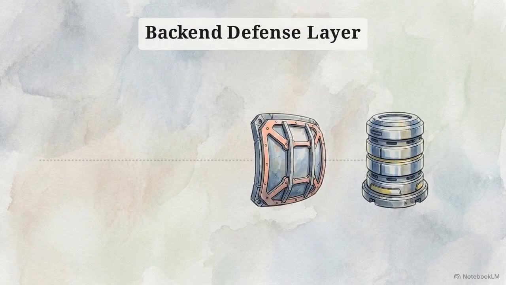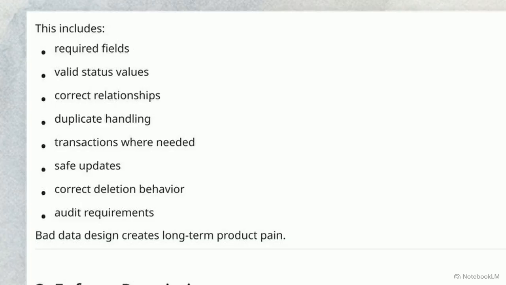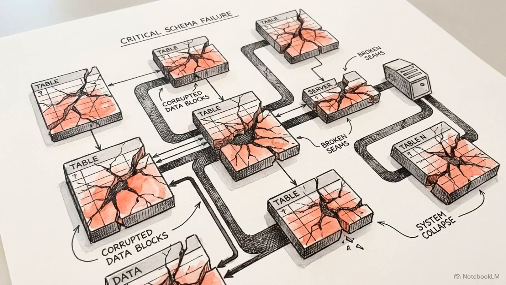Beyond workflow rules, the backend serves as the final defense for the data itself, ensuring every record is valid, consistent, and safe before it touches the database. As this list shows, protecting data integrity means actively managing required fields, enforcing correct relational mapping, handling duplicates appropriately, and executing safe updates. Poor data design creates irreversible, long-term product pain. You cannot fix corrupted database relationships with a user interface patch.